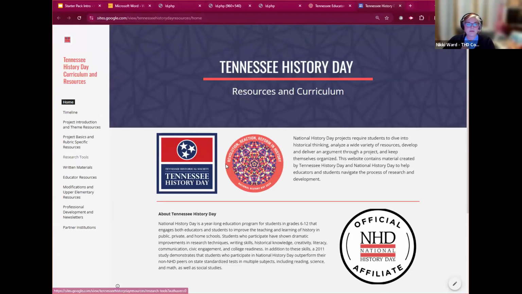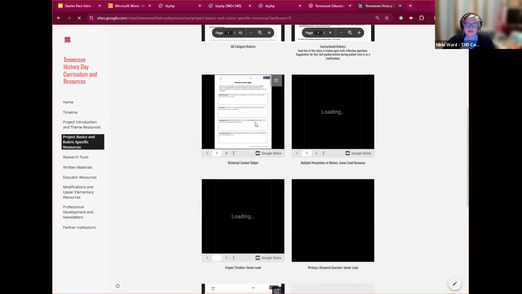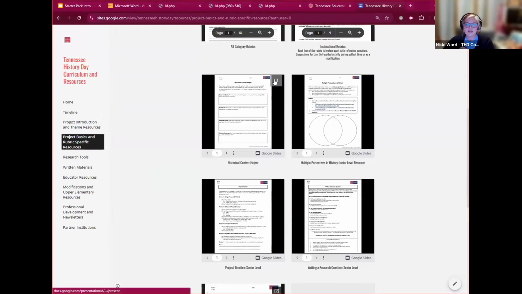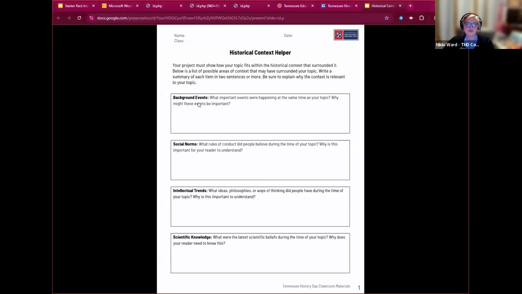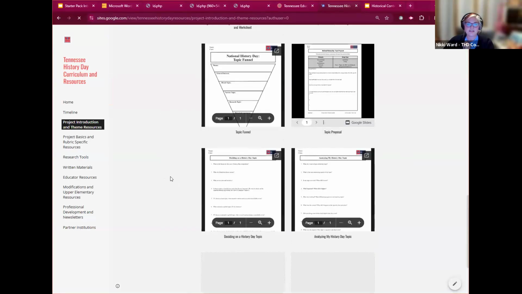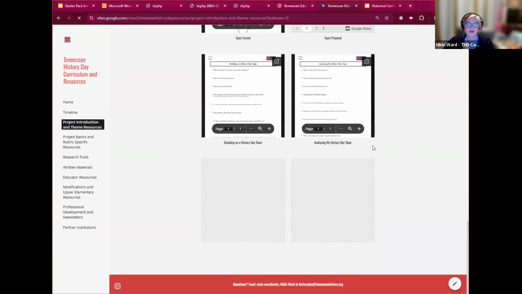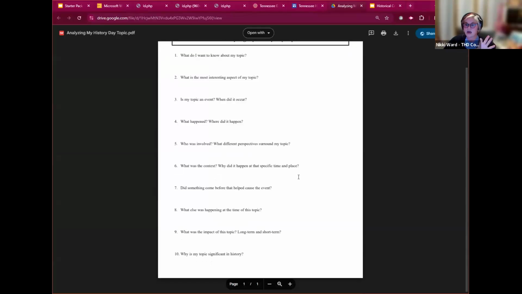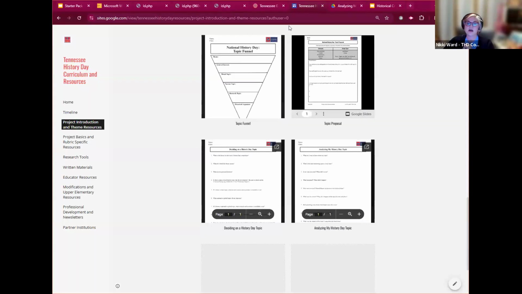In your project basics, I think it's here, there are a couple sheets about historical context. This is one that I think is helpful. The historical context helper helps you understand context, but it can also be applied to the context of an object. So this could be reworked to explore an object specifically. And then there should be another one here, but I might be lying to you. Analyzing my History Day topic. This is topic specific, but it asks questions of that topic, and those questions could be applied towards an object.